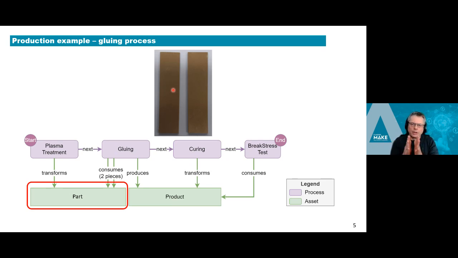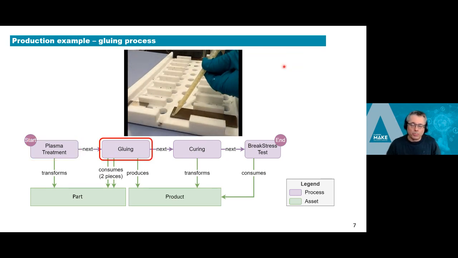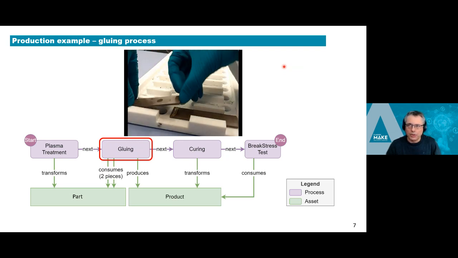We take two parts of plastic, and we will see how they get glued together. In the first step, they typically use plasma treatment to treat the surface of the piece of plastic. Then they go to the gluing operation, which in this case is obviously a manual one. In a real production environment, that will not be so manual.